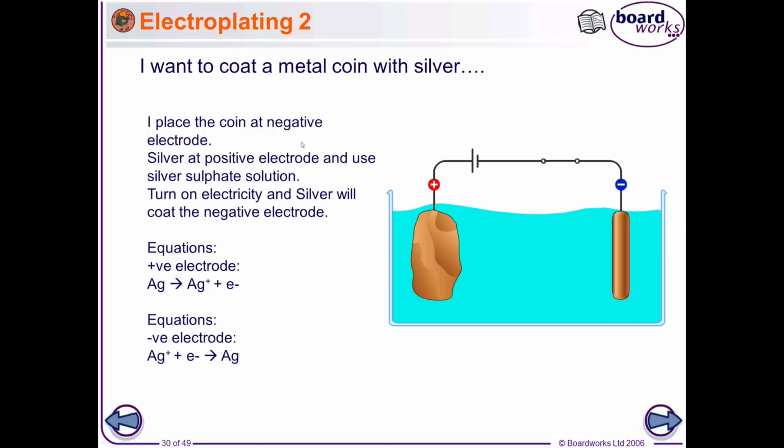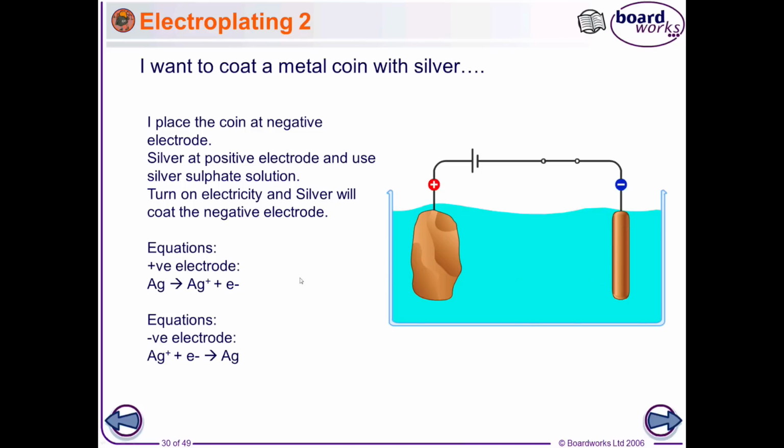Right, our second example, I'm going to get a bit more exotic now. I want to coat a metal coin with silver rather than messing around with zinc. So what I would do is place the coin at the negative electrode as before. Silver metal would be placed at the positive electrode, and I would use a silver sulfate solution here. And turn on the electricity, and the silver will be coated on the negative electrode. The longer I leave it, the thicker the coating will be.